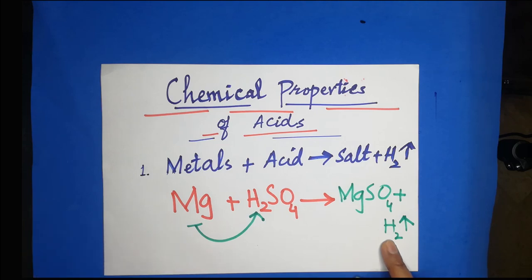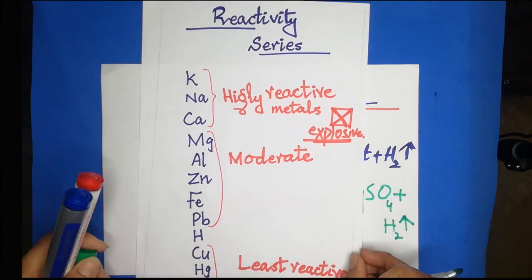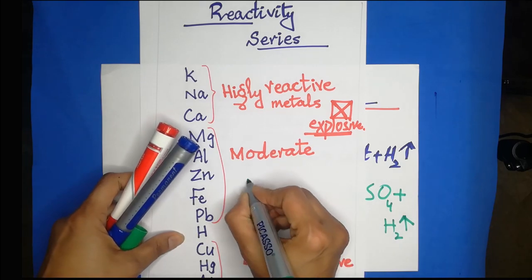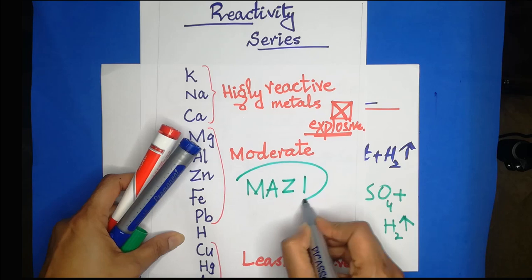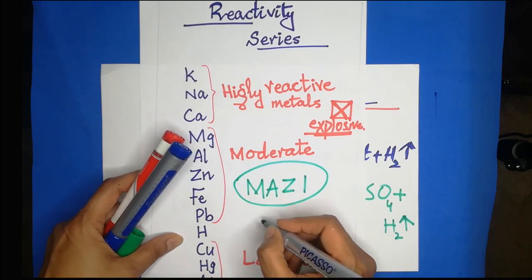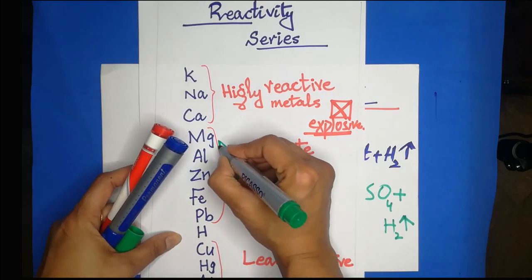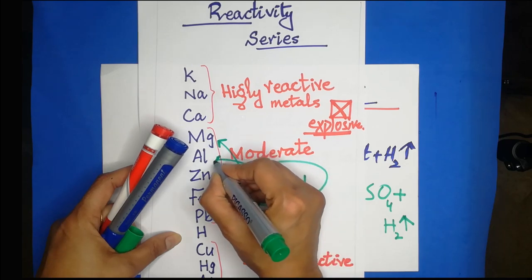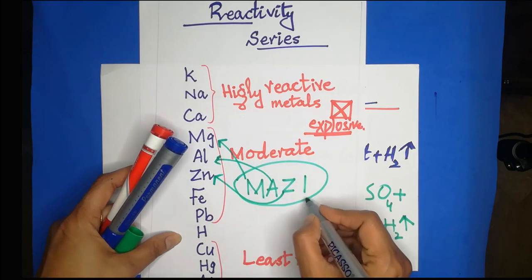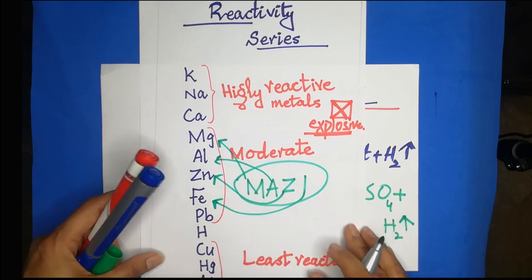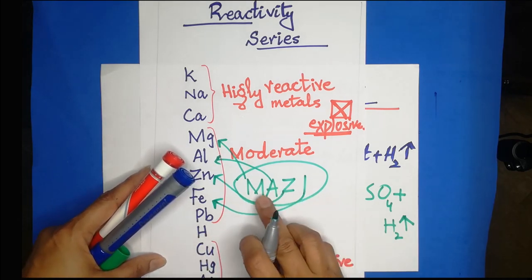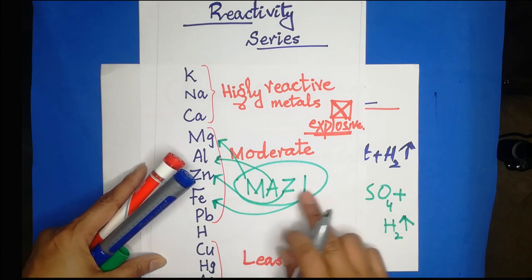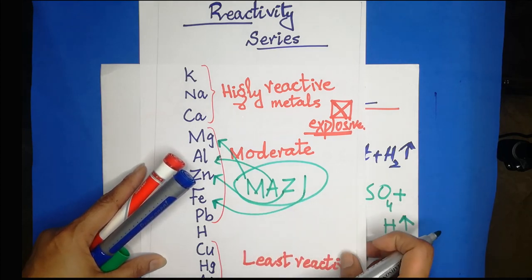If we look again at this reactivity series, we can safely do the experiment with dilute acids with these metals: M is magnesium, aluminium, zinc, and iron. If you remember the word "mazi", these are the metals which safely react with dilute acids in the lab.